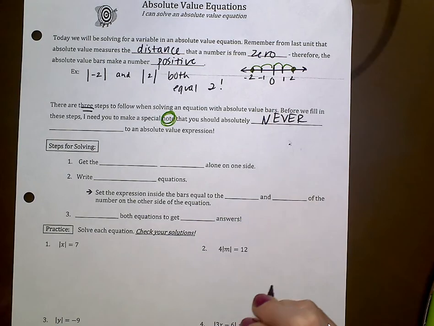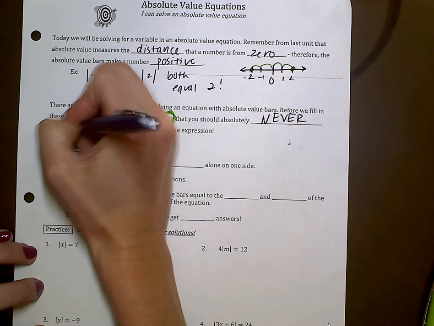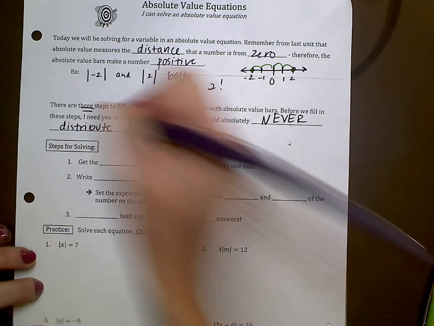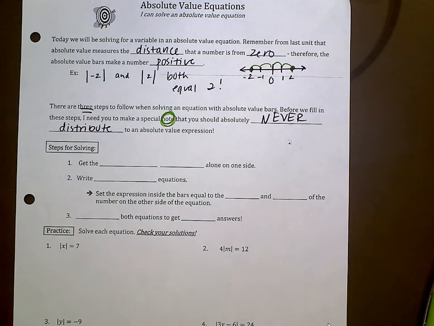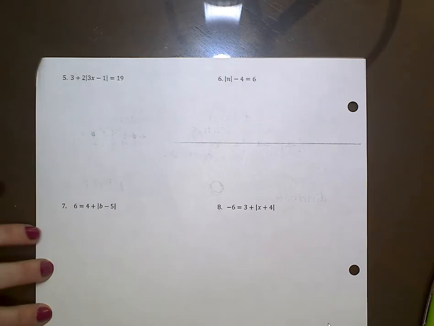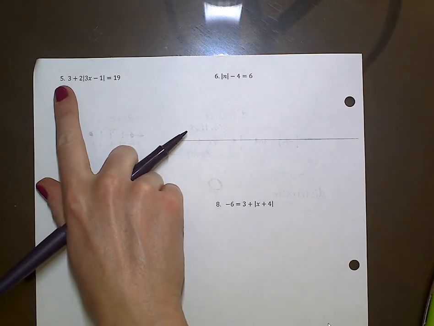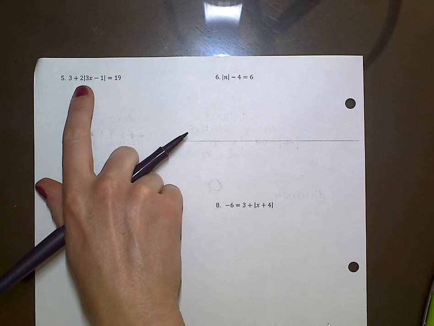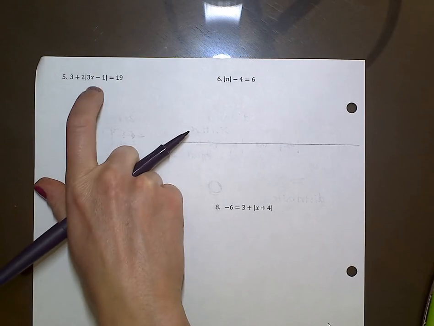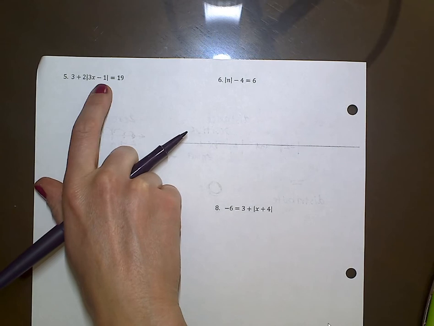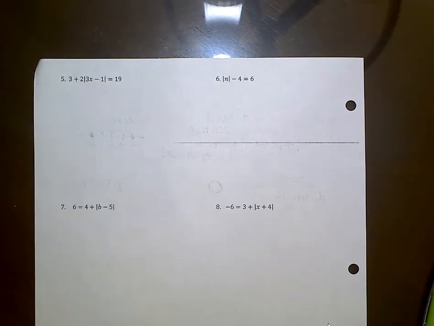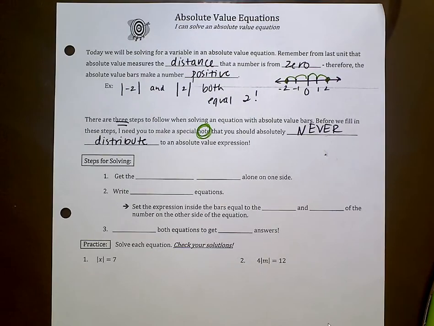You can never distribute to an absolute value expression. Let me show you what I mean by that. I know parentheses kind of look like the absolute value bars. What I mean is example 5. People will take that 2 and distribute it through to the absolute value stuff. Do not do that. Go against every instinct that you have to do that. You can't do that when you're solving an absolute value equation. I'm just pointing that out right from the beginning. We won't see that in every example, but I just have to say that you cannot distribute.